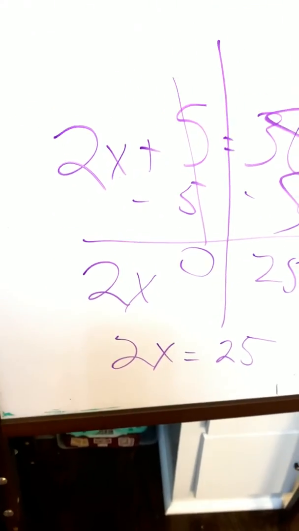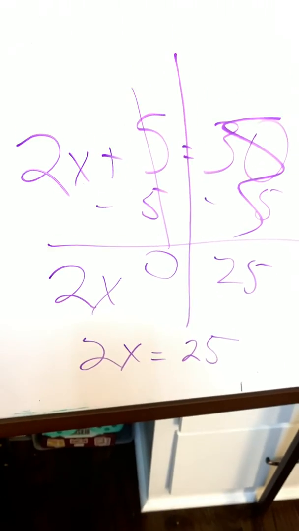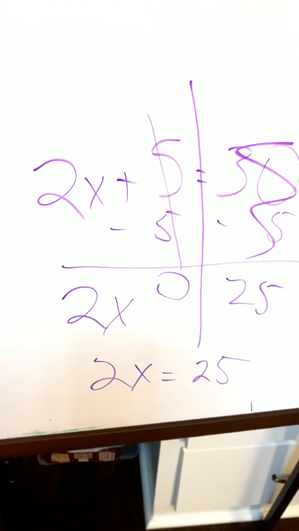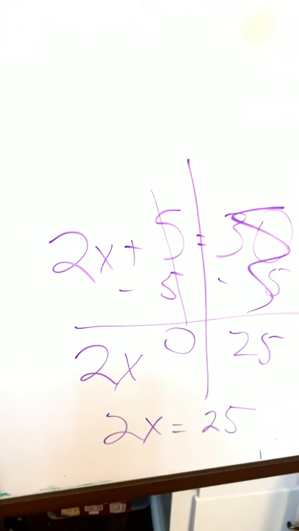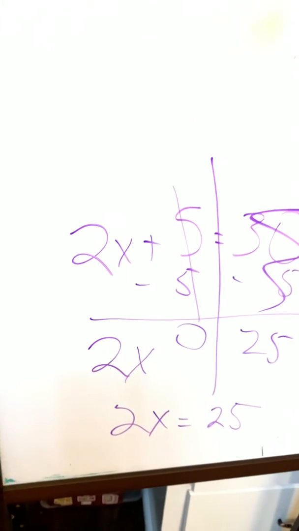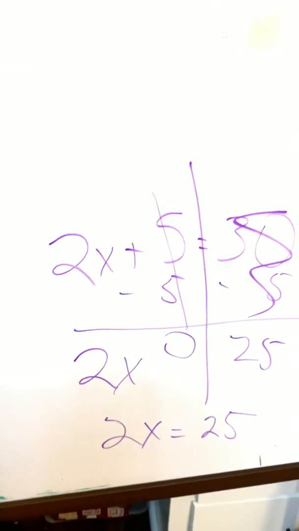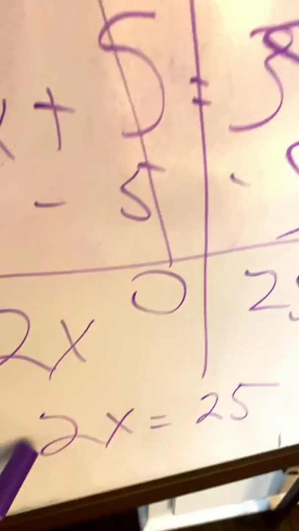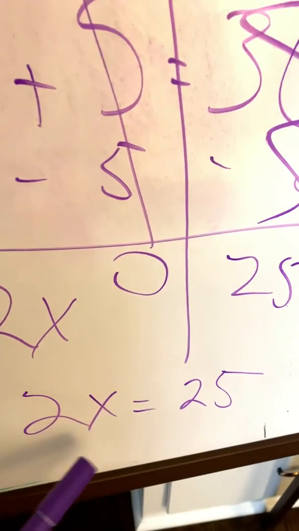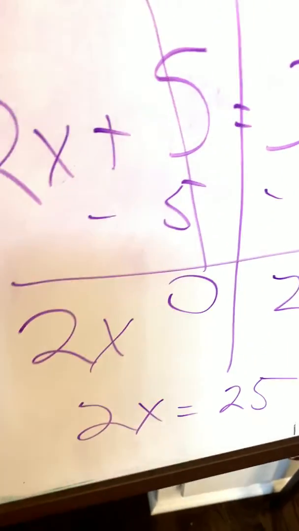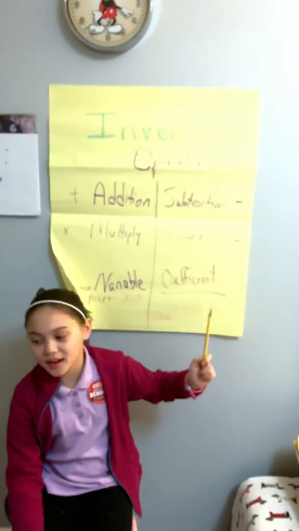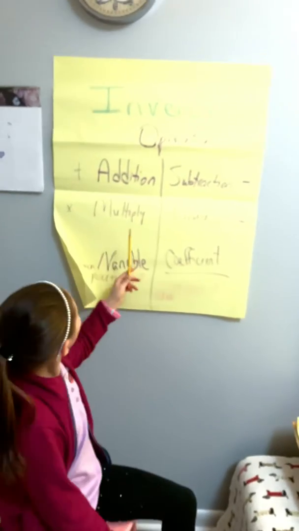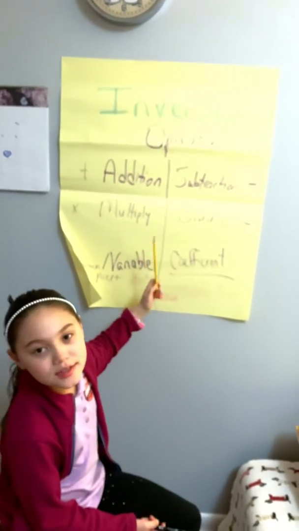All right, so now here's the thing. We still need to undo, or do the opposite or inverse here. When you take a number and a variable together and you multiply it, remember we clapped it and put it together, what would be the undo or the inverse operation? Divide. How do you know that? Because multiply is adding and divide is subtracting.